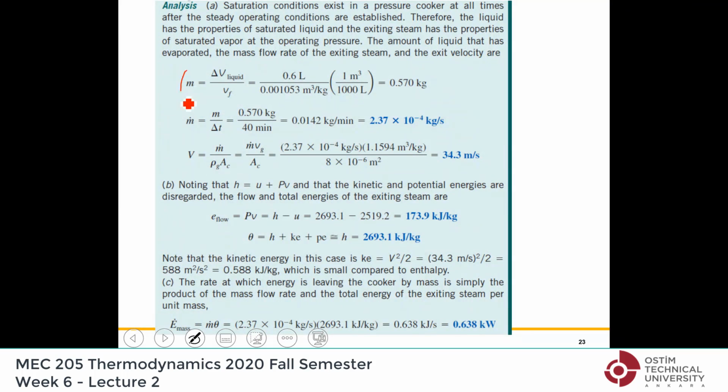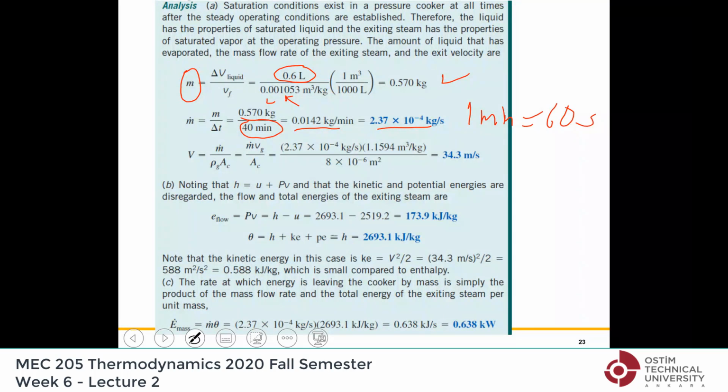Now what is the amount of mass that left? We know that the liquid volume inside decreased by 0.6. This is delta V, and the specific volume vf is this one, which is 0.001 and some detail there. But let's use the exact value. 0.57 kilogram. This is how much mass left. And what is the rate? 0.57 kilogram left in 40 minutes. Then how much is it per minute? Divide by 40. That many kilograms per minute. How about per second? Divide again by 60, because 1 minute is 60 seconds, right?